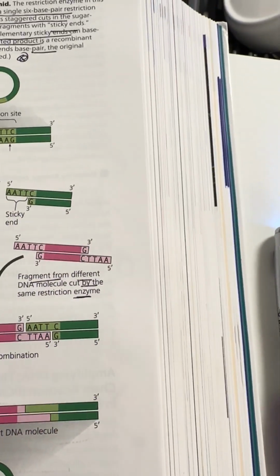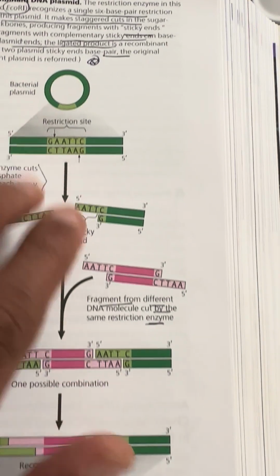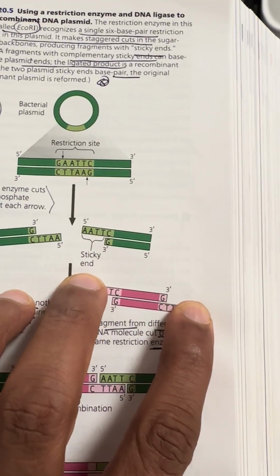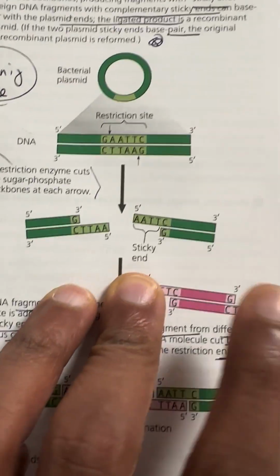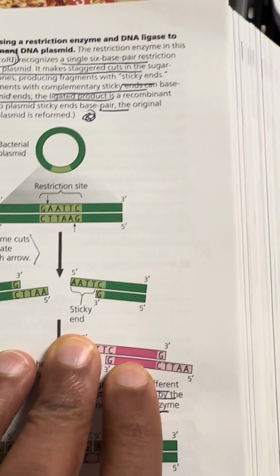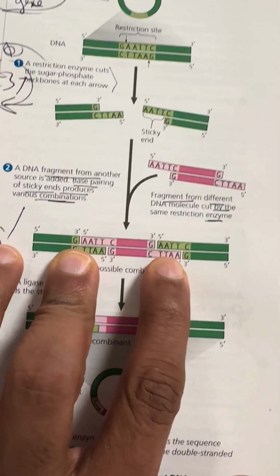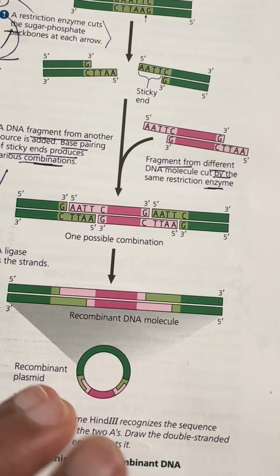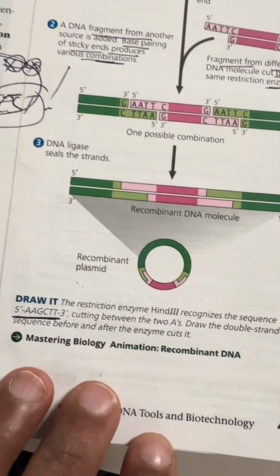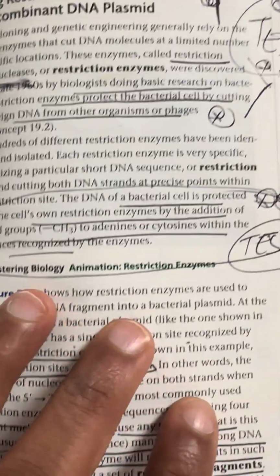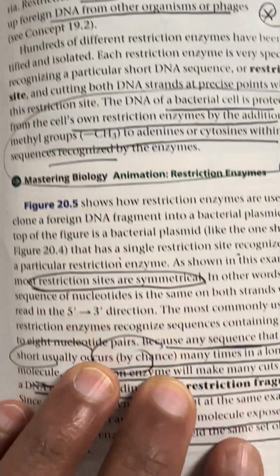So now you throw the same restriction enzyme into a human DNA molecule, and it cuts that up the same way. Then hopefully, within those two sites, you've captured the DNA you're interested in. You bring that in, and it just sticks in, okay? So that's basically the combination, and it's called recombinant DNA.